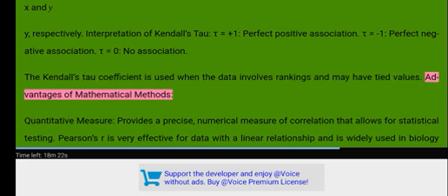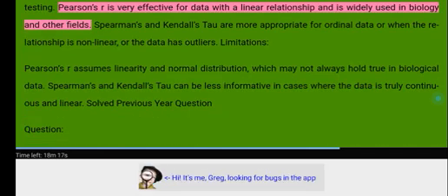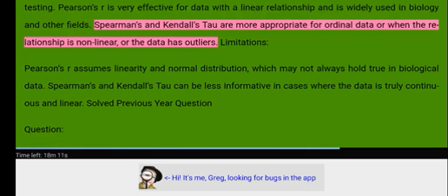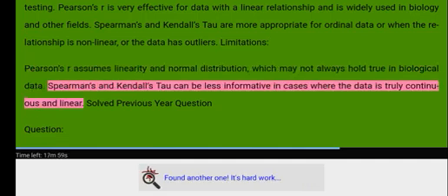Advantages of mathematical methods. Quantitative measure provides a precise, numerical measure of correlation that allows for statistical testing. Pearson's R is very effective for data with a linear relationship and is widely used in biology and other fields. Spearman's and Kendall's are more appropriate for ordinal data or when the relationship is nonlinear, or the data has outliers. Limitations. Pearson's R assumes linearity and normal distribution, which may not always hold true in biological data. Spearman's and Kendall's can be less informative in cases where the data is truly continuous and linear.